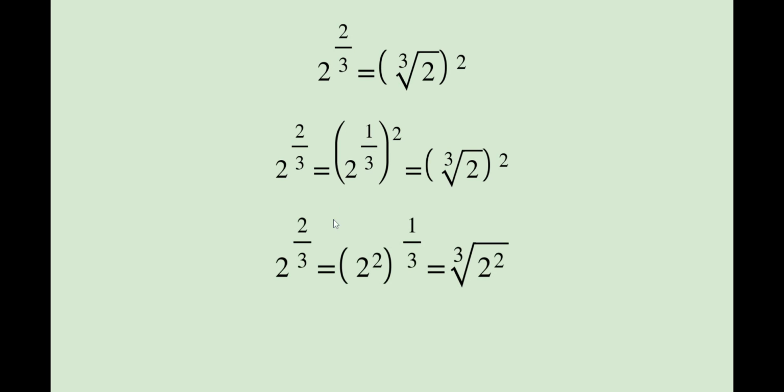Well, I can also write 2 to the 2/3 as 2 to the 2 times 1/3, right? Because 2 times 1/3 is still 2/3. Well, now look, the 2 squared is on the inside, and the 1/3, which is a cube root, is on the outside. All right, so this is how I can show that 2 to the 2/3, so a rational exponent, is equivalent to both of these.